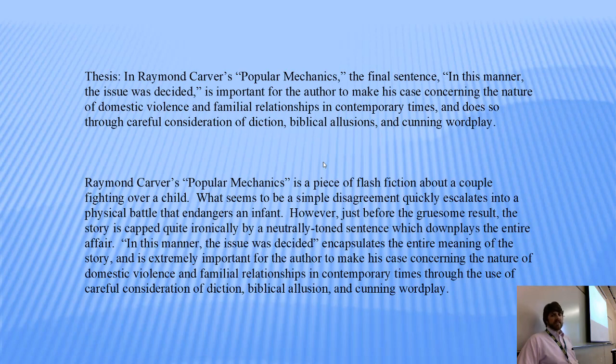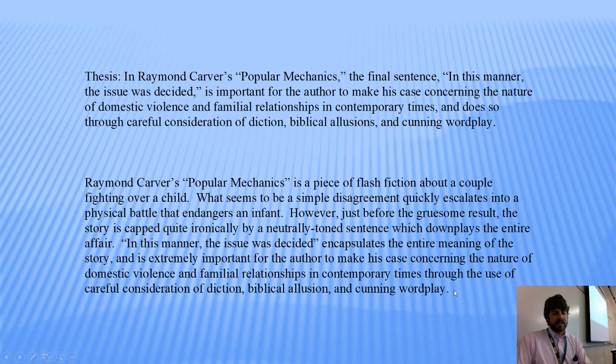Raymond Carver's Popular Mechanics is a piece of flash fiction, that means a very, very short story, about a couple fighting over a child. What seems to be a simple disagreement quickly escalates into a physical battle that endangers an infant. However, just before the gruesome result, the story is capped quite ironically by a neutrally toned sentence which downplays the entire affair. In this manner, the issue was decided and encapsulates the entire meaning of the story, and is extremely important for the author to make his case concerning the nature of domestic violence, familiar relationships, in contemporary times, with the use of careful consideration, diction, and biblical wordplay.